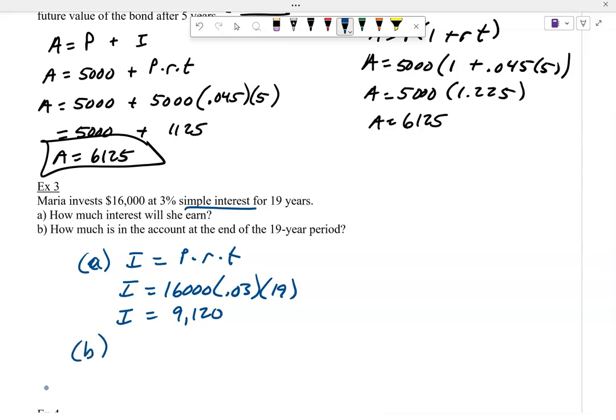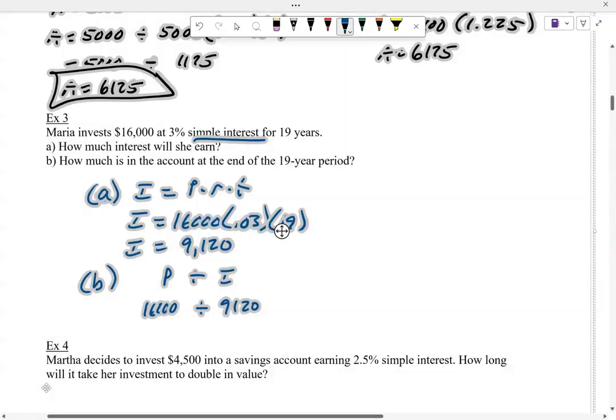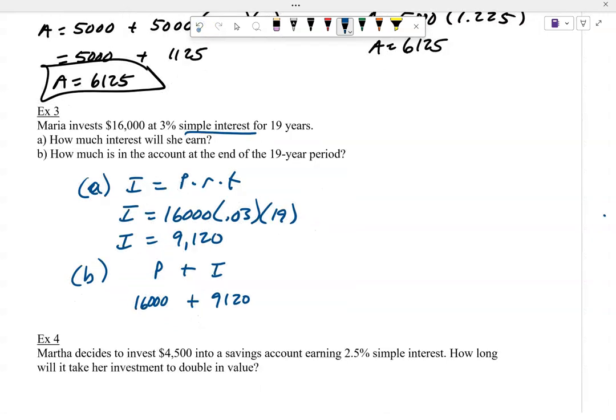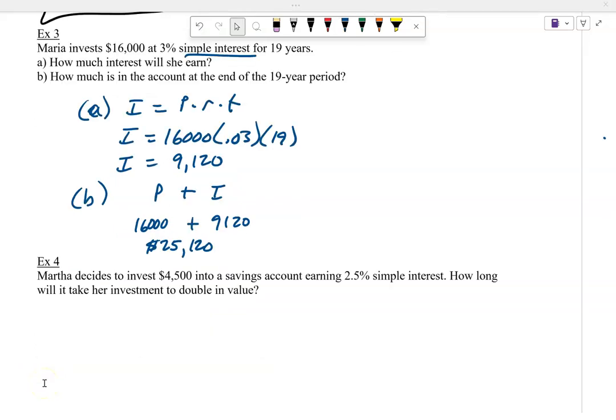Now, how much will be in the account at the end of the 19-year period? Well, that's your principal plus your interest, right? So you started out with 16,000 that you invested, and you earned 9120 in simple interest. So it looks like we end up with 25,120 at the end.